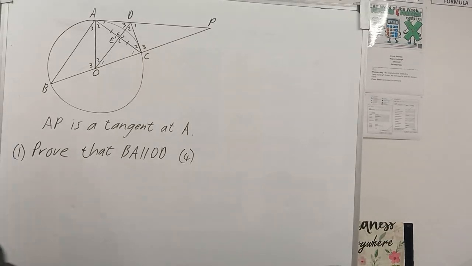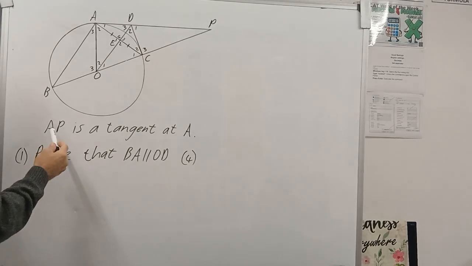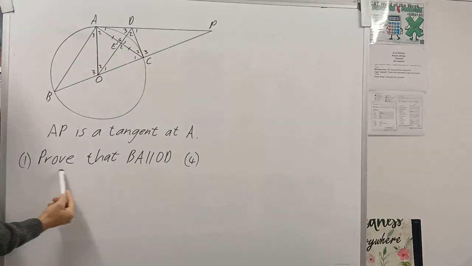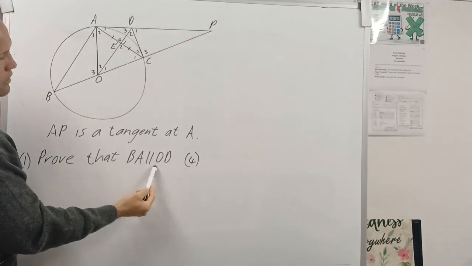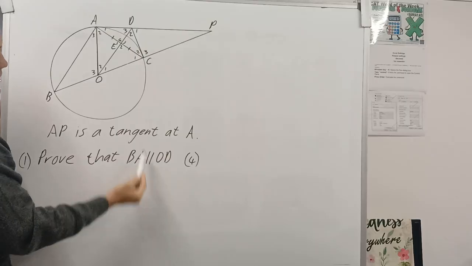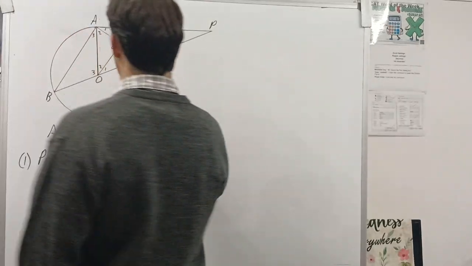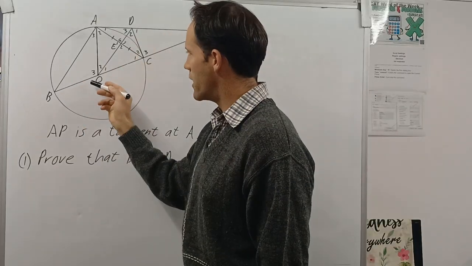Okay, so they gave us that AP is a tangent to the circle. We need to prove that BA is parallel to OD. That's what we need to prove, that these two lines are parallel.